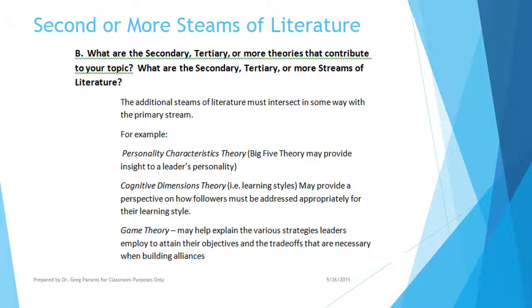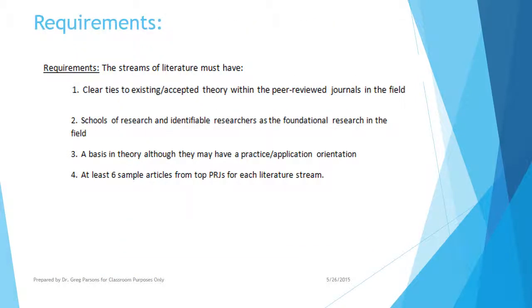So you have to become knowledgeable in two streams of literature and show that you're competent in both. The requirements are pretty much the same. It has to be connected to theory, has to come out of peer-reviewed journals, has to have identifiable researchers in the field that you can point to and say, here's people that have worked in this field, here's people who have done their work under this researcher. You can see the stream of literature that flows out of this type of schools of thought. And again, we want to see 6 sample articles demonstrating your knowledge of this literature stream.